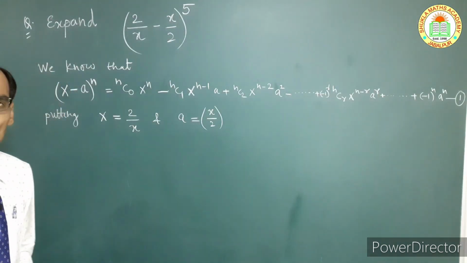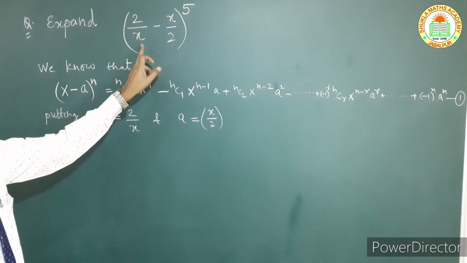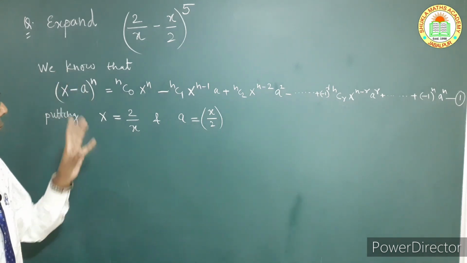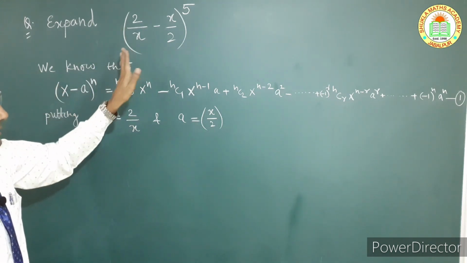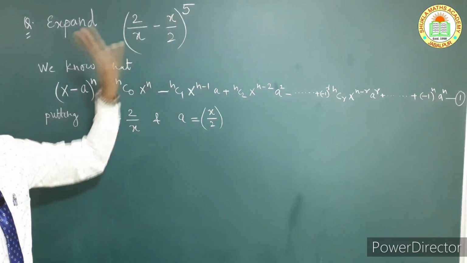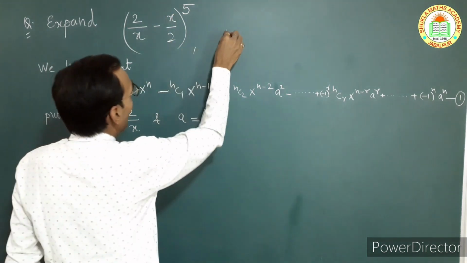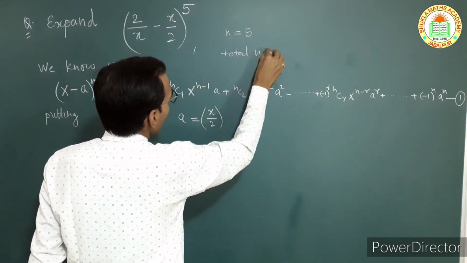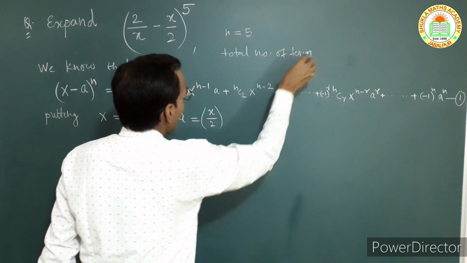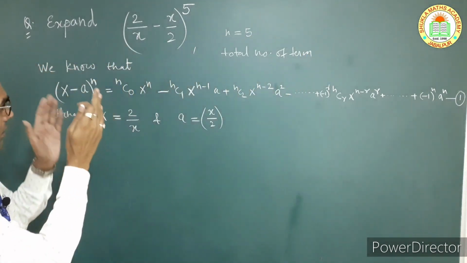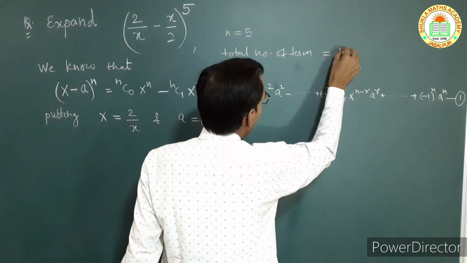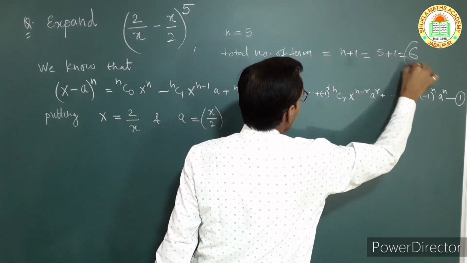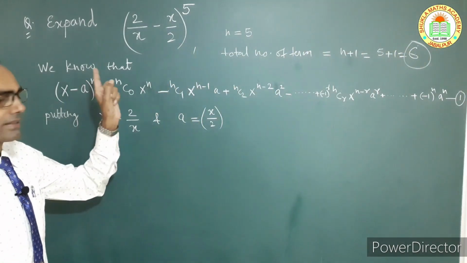So now our problem number 1: expand (2/x − x/2)^5. Dear students, we have the term in the form (X − a)^n. Here n is 5, so the total number of terms in the expansion will be n + 1, that is 5 + 1, which is 6. So the total number of terms will be 6 in this expansion.